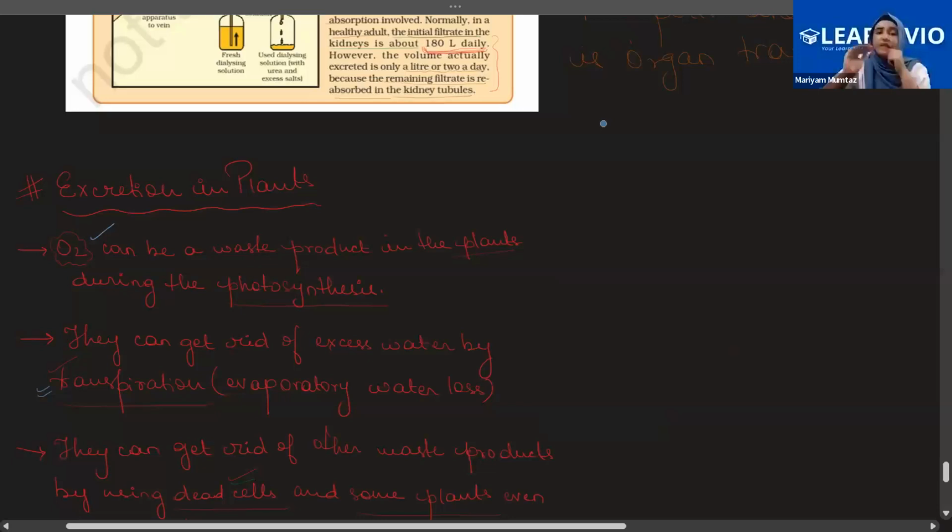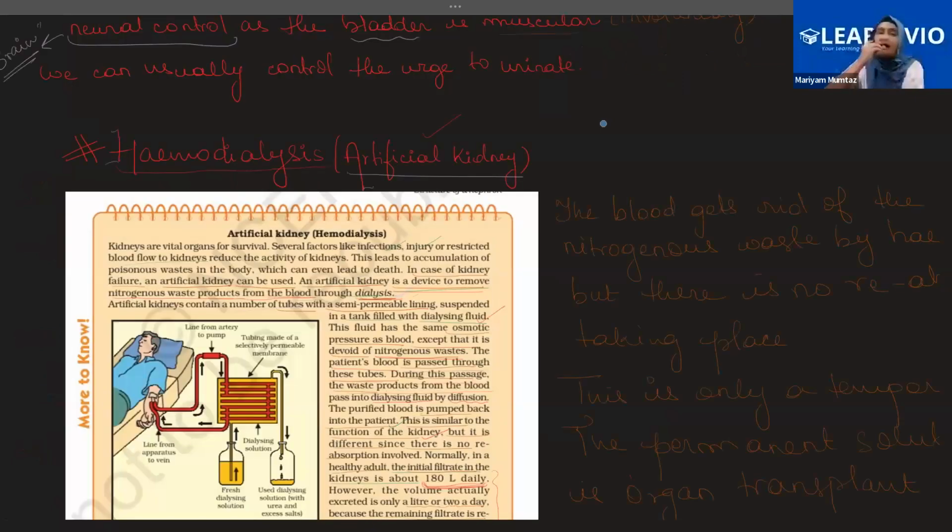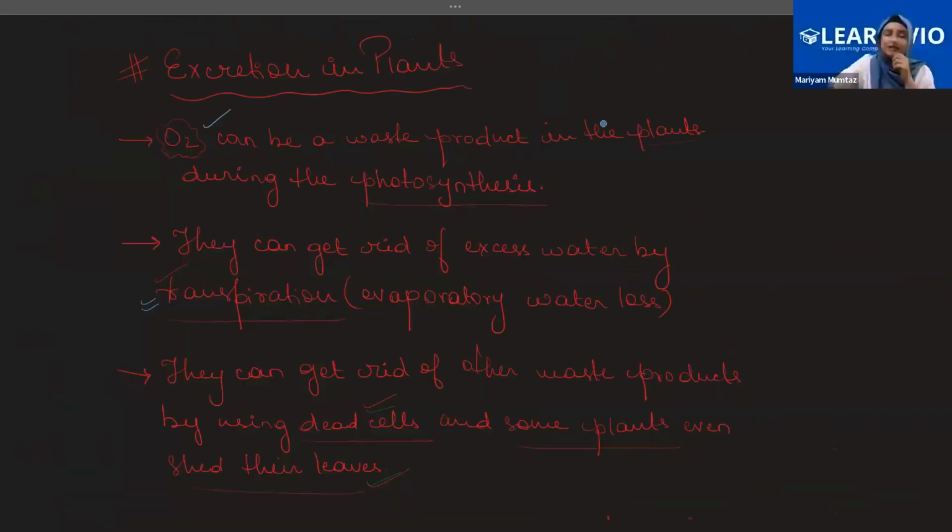Now, apart from that, if the plant's body has excessive water in it, it can get rid of the excessive water by the process of transpiration. Because we know that transpiration is that process in which the evaporatory loss of water takes place, the water loss from the plant's body. So this mechanism can be used in a different way also, wherein the plant would get rid of the excessive water by the process of transpiration.